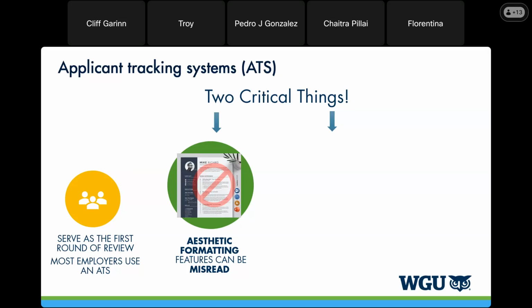Now, one quick question that just popped up: what about ATS-friendly templates? If it's marketed or branded as ATS-friendly, then that's perfectly fine. We're going to go through some of the things that will help verify what ATS-friendly would basically mean.